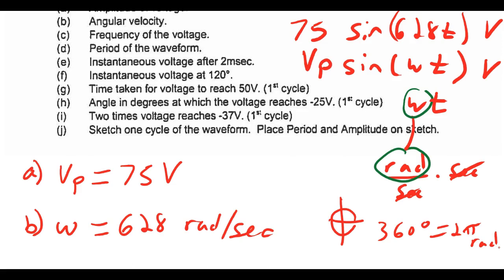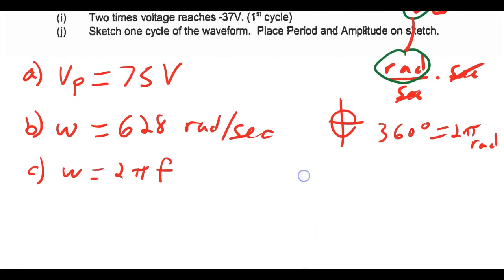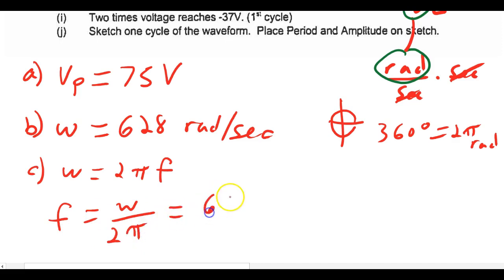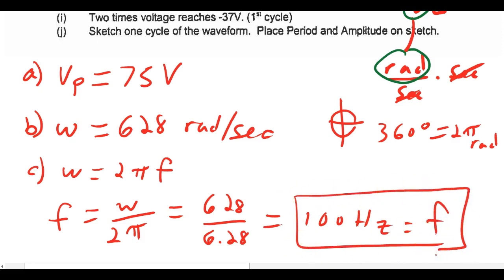Now, the frequency of the voltage waveform, part C. Omega is equal to 2 pi times the frequency of the given voltage. And so, to solve for frequency, F is equal to omega divided by 2 pi. Here, omega is 628, and we divide that by 2 pi, or 6.28, and we come up with 100 hertz as the frequency of the voltage waveform. That means that it produces 100 cycles per second. When we say that, we mean the generator, as it rotates, produces 100 cycles of voltage per second. That is the frequency of the voltage waveform.